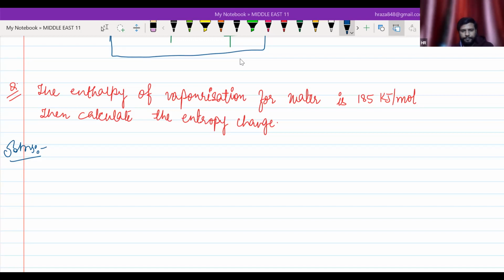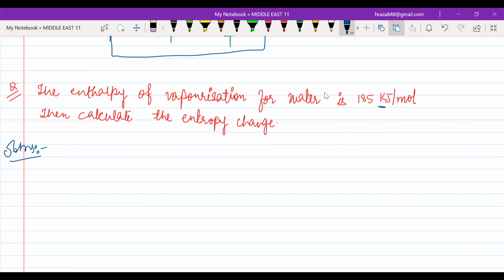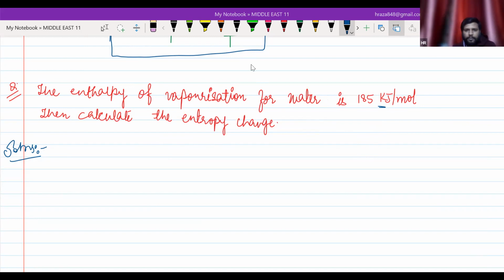Very good. Krishna. Ifra, is your answer 0.4? Yes, sir. You didn't convert kilojoule into joule, right? Yes, sir. It's kilojoule, no? So your answer will be 0.4 kilojoule per Kelvin per mole, right? Yes, sir. Okay. Any answer from Saif? Very good, Saif. Fawaz? Arsalan, Fawaz, I'm waiting for your answer.